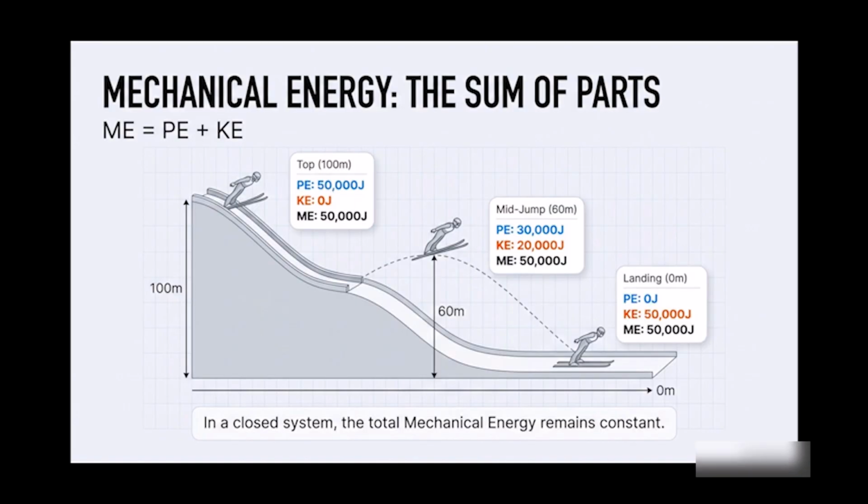Mechanical energy, the total. When we add PE and KE together, we get mechanical energy, or ME. Look at this ski jumper. At the top, they have 50,000 joules of PE and 0 joules of KE. Mid-jump, they might have 30,000 joules of PE and 20,000 joules of KE. Notice the pattern? The total ME stays at 50,000 joules the whole time. In a closed system, the total energy remains constant.